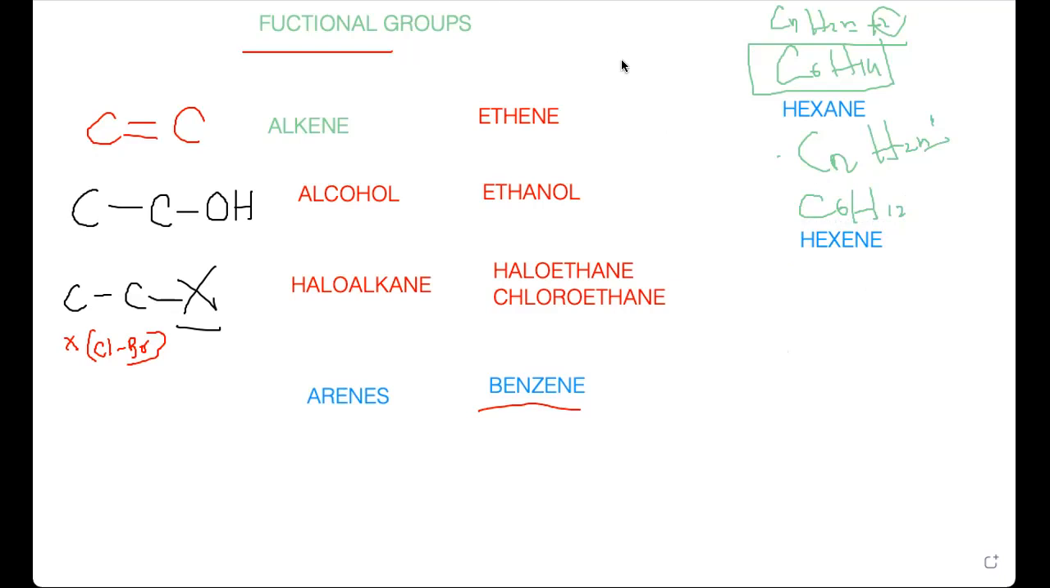Could you please repeat this? Hexene, I mean, what type of confusion do you have? Are you unable to understand about hexene? I mean, what are you doing here? Are you converting hexane to hexene?